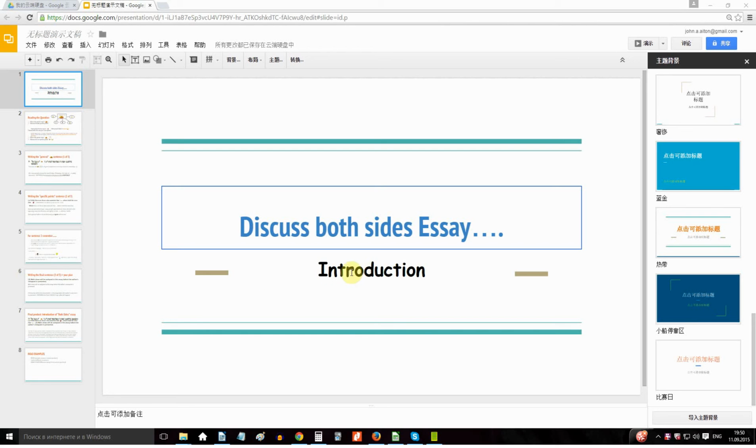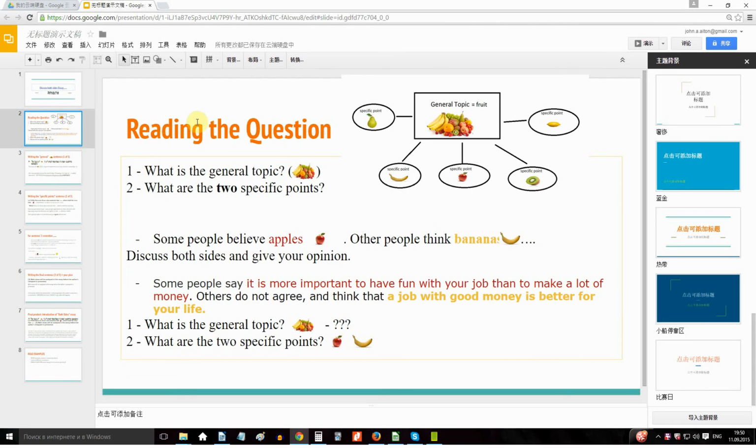Writing an introduction in a discuss both sides essay. Number 1, read the question, the exam statement, and think, what is the general topic? What are the 2 specific points? Here is a question or exam statement.